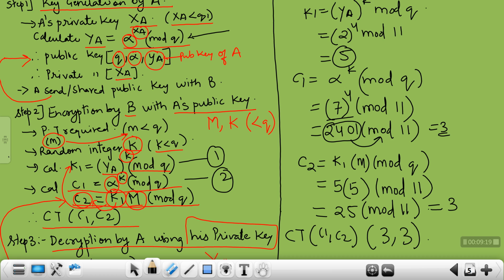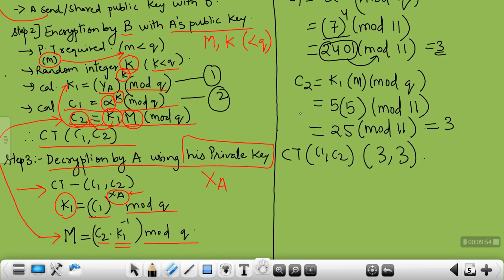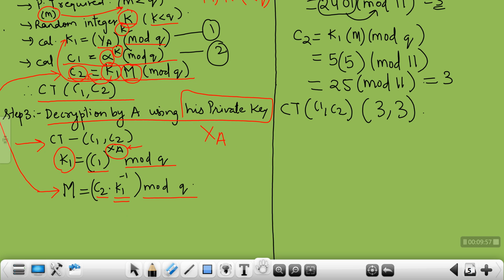Either you will be asked to find the encryption as well as decryption, or only the decryption part. So you need to keep in mind the formulas for the Elgamal public key crypto system. First is the key generation by A, that is the public key and private key. Then B wants to send something to A, so he will encrypt the data using A's public key. There he will calculate K1, C1 and C2. And then for the decryption part, A will use its own private key to first find out K1, and then the plain text M.